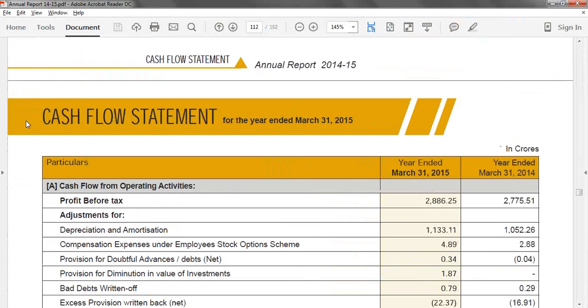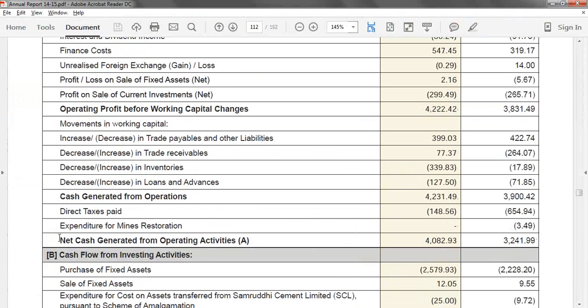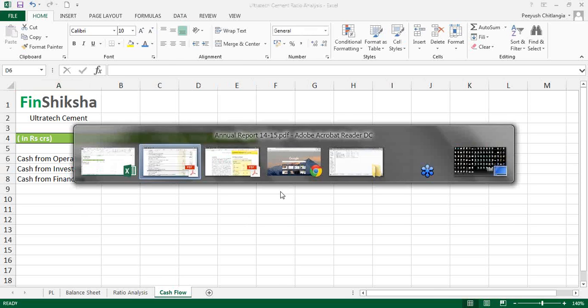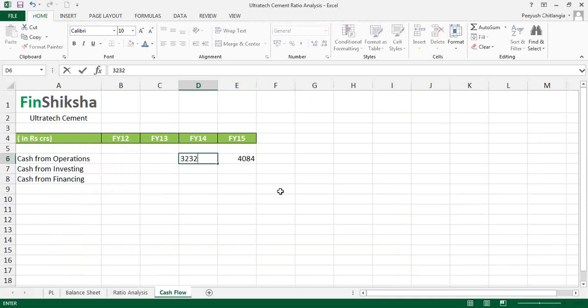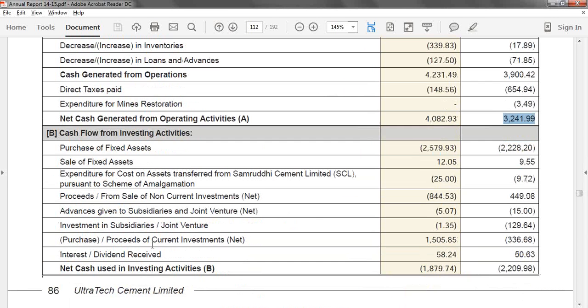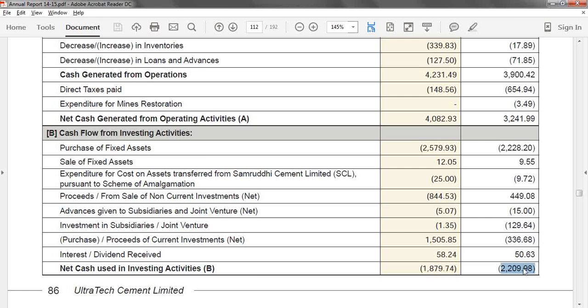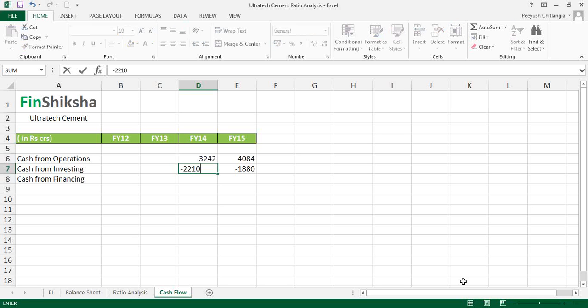2014-15 statement, cash flow statement. Net cash generated from operating activities 4083, 3242, right? So going right to left, 4083, 3242. Similarly, put in the numbers for cash used in investing activities, minus 1880 and minus 2210. They seem to be doing capex, right?